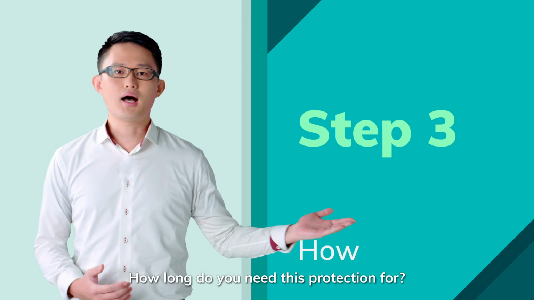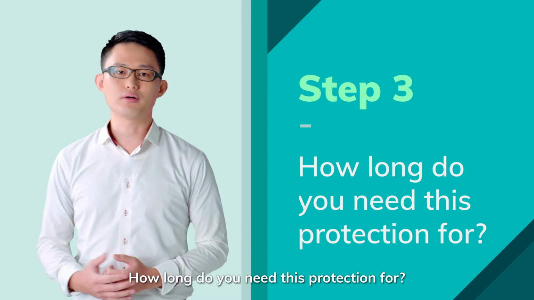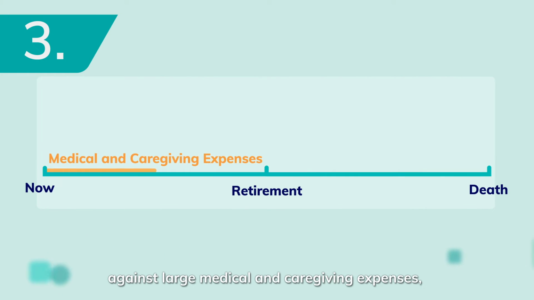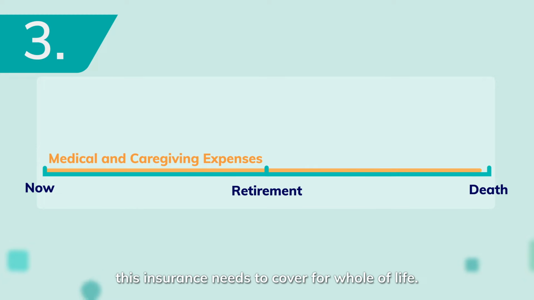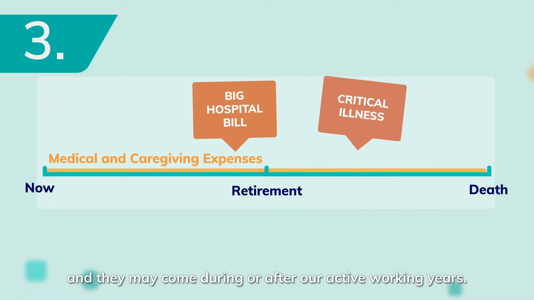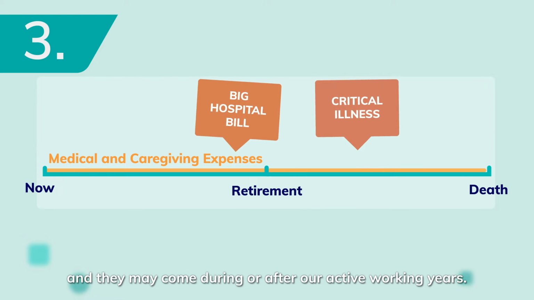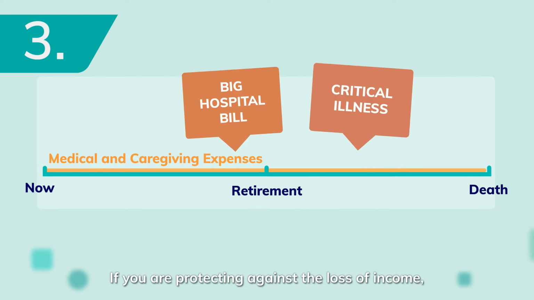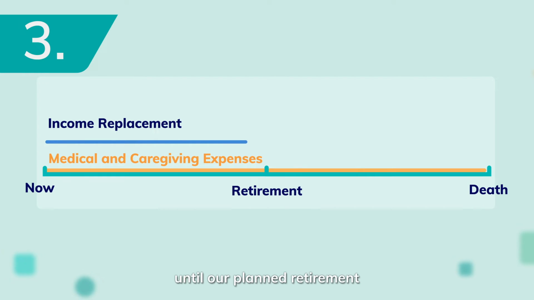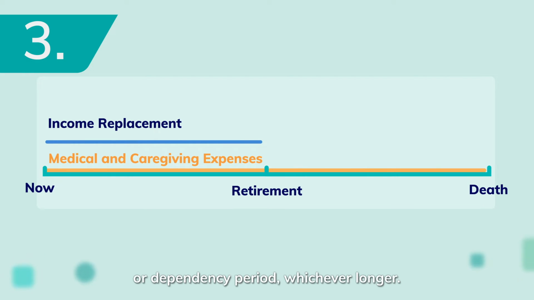Step 3. How long do you need this protection for? If you are protecting against large medical and caregiving expenses, this insurance needs to cover for whole of life. This is because we do not know when these events will occur and they may come during or after our active working years. If you are protecting against the loss of income, this insurance needs to cover us until our planned retirement or dependency period, whichever is longer.